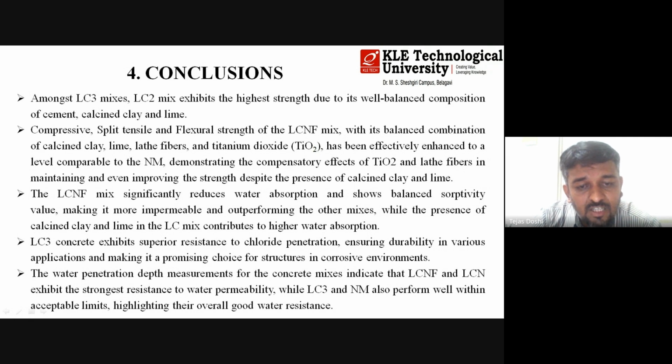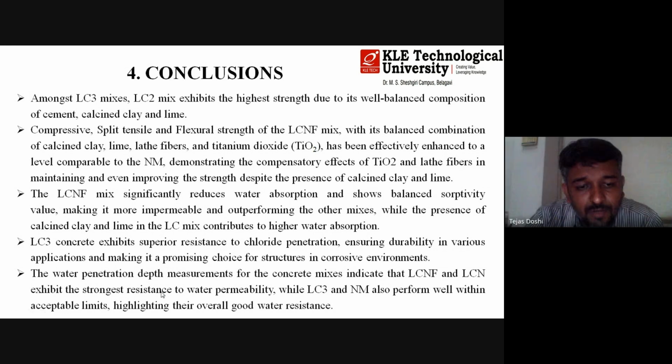Finally, the water penetration depth measurements for the concrete mixes indicate that LCNF and LCN exhibit strong resistance compared to the different mixes, and they are found well within the acceptable limits.